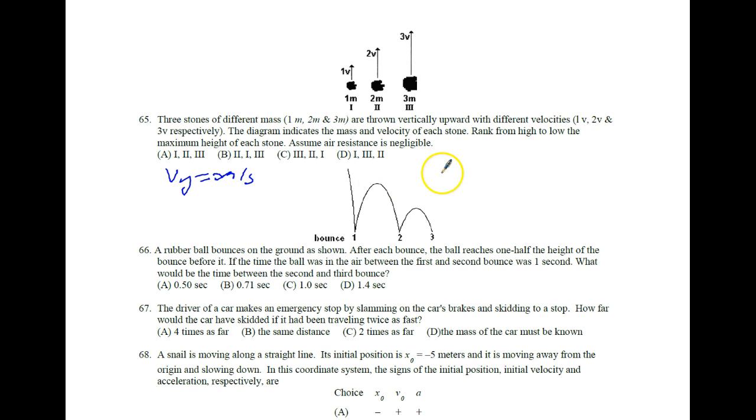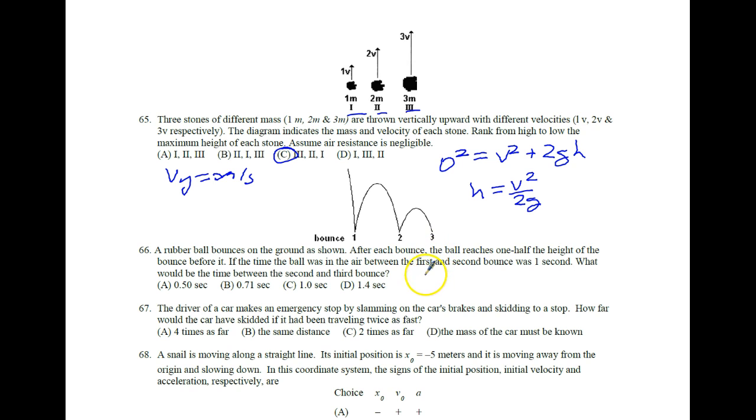So if we use the equation for number 65, 0 squared is equal to v squared plus 2gh, and I know the original speed, so we can find the height as v squared all over 2g. Mass does not matter here, so it's irrelevant. The one with the highest initial speed should go the highest, so that's going to be letter C. That would be 3, then 2, then 1, because it's dependent upon the speed itself.